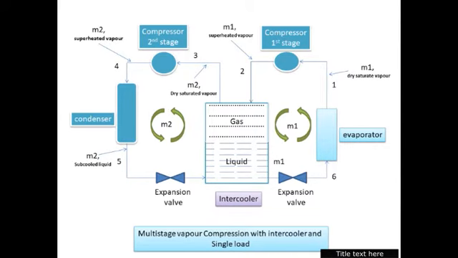So in this video we will study the multi-stage vapor compression system with intercooler and single load system. So we have the evaporator for evaporation, the intercooler, the first stage compressor, the second stage compressor, the condenser, and expansion valves. These all equipments are seen on the slide. So we will start from the intercooler.